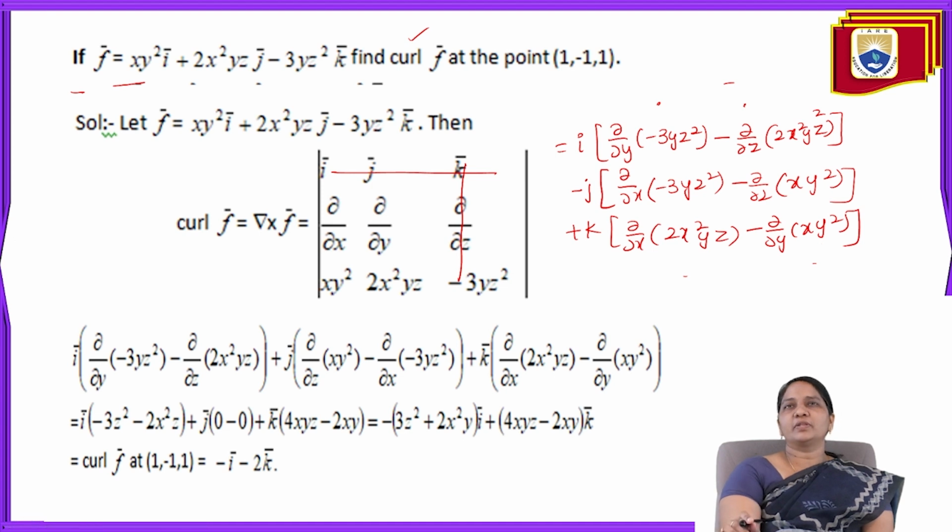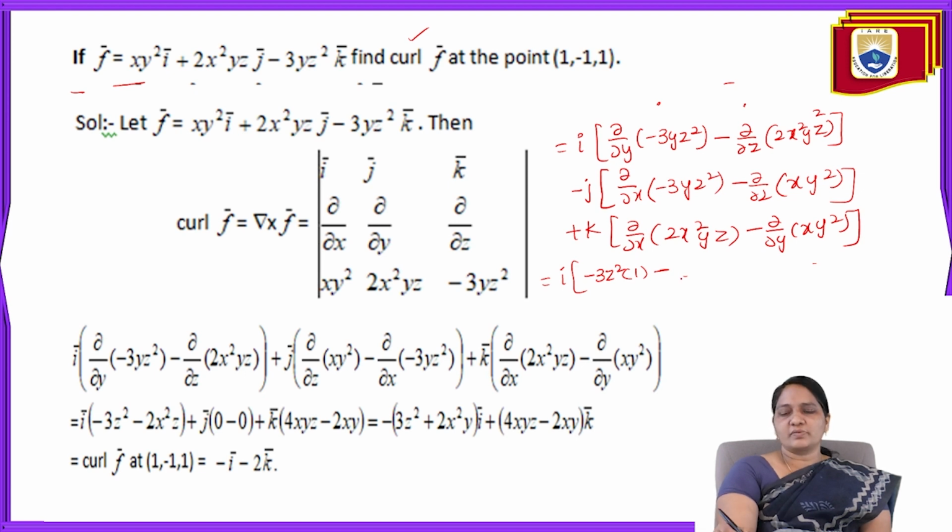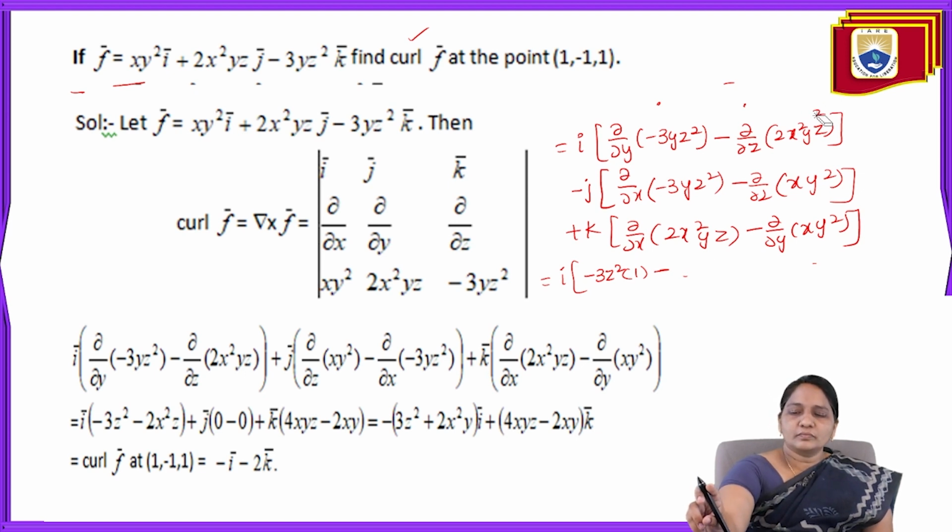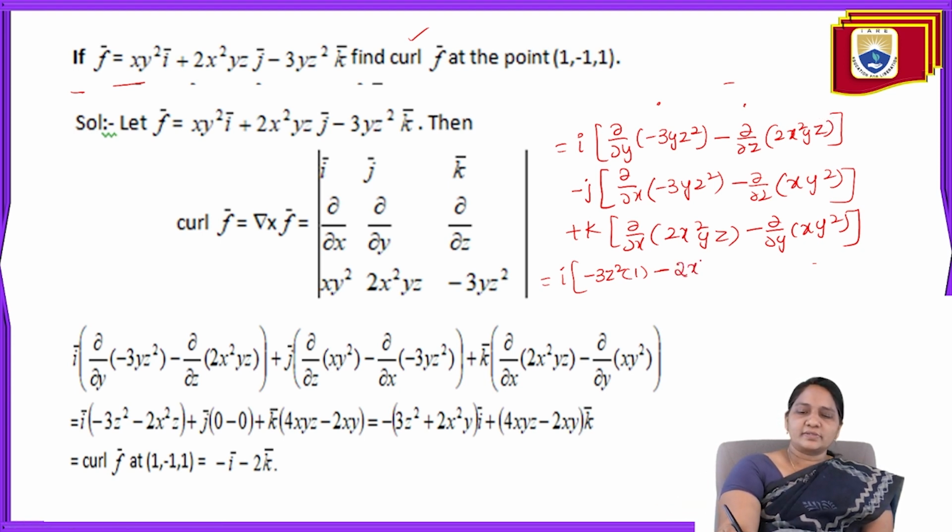Now we are going to simplify this to get the vector quantity based on the curl. Now I am going to simplify this one. i into dou by dou y of minus 3 y z square. Minus 3 z square is the constant, and the derivative of y is 1. Minus dou by dou z of 2x square y z, so 2x square y is the constant. This is the first term. Next, minus j.